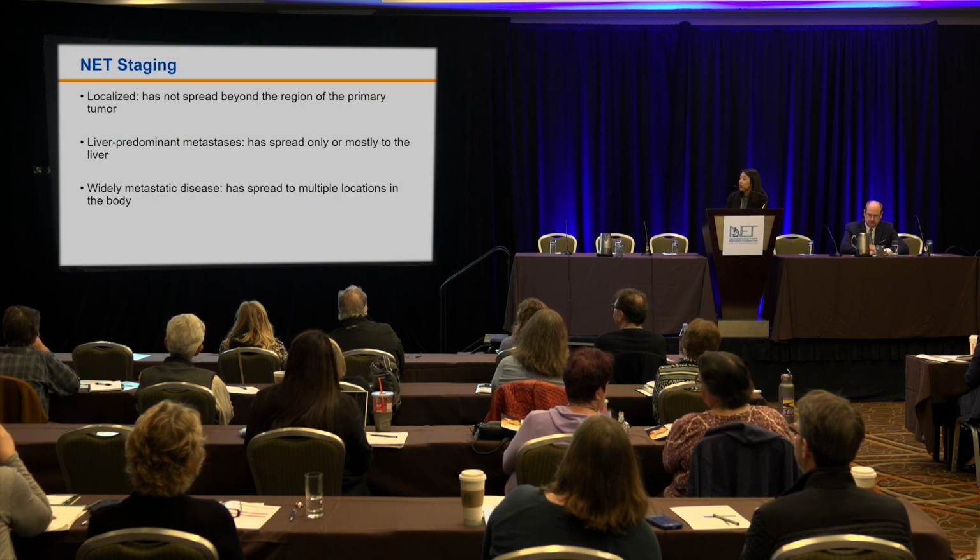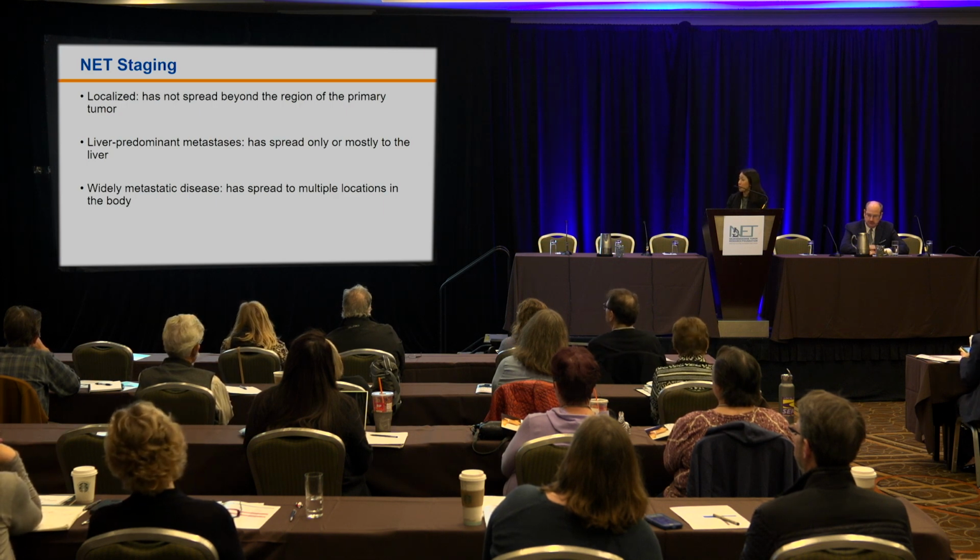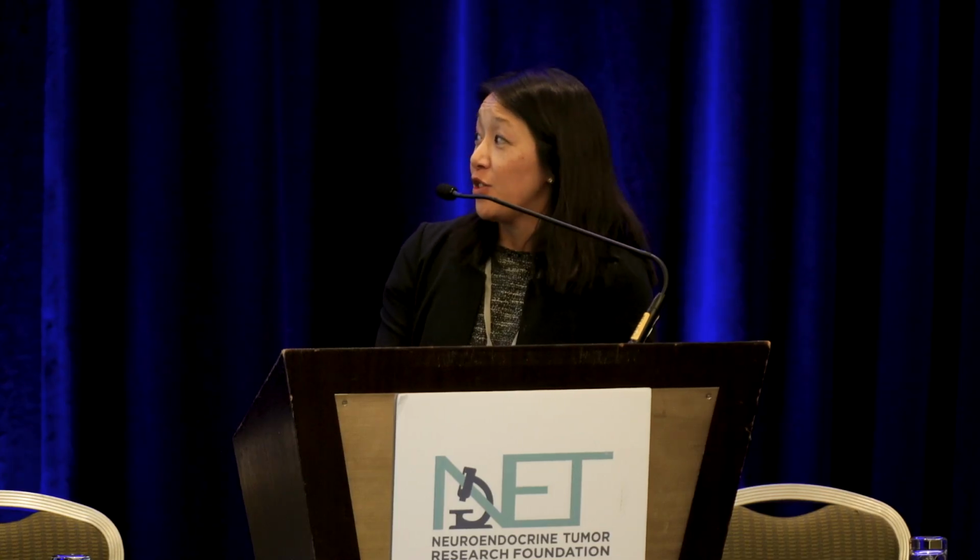So when we look at these scans, we stage disease and divide tumors based on their extent. Localized disease has not spread beyond the region of the primary tumor. With liver predominant metastatic disease, the patient may have a tumor that has spread, but has spread only or primarily to the liver. And then there are cases where the disease has spread more widely. And the way that we think about and approach the management of patients really depends on whether it has spread and how it has spread.